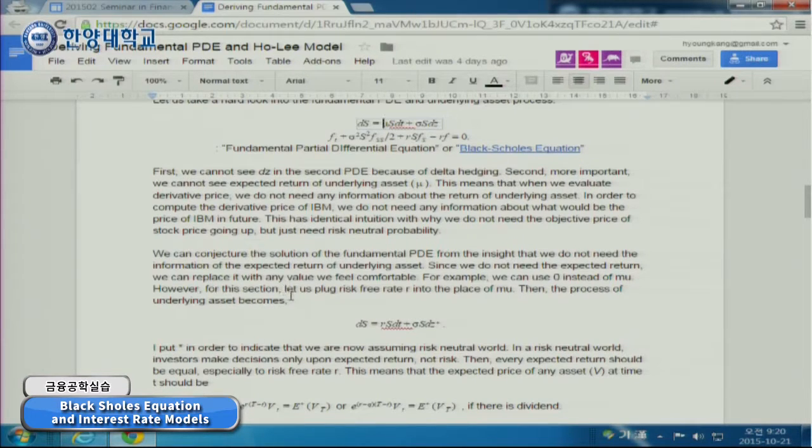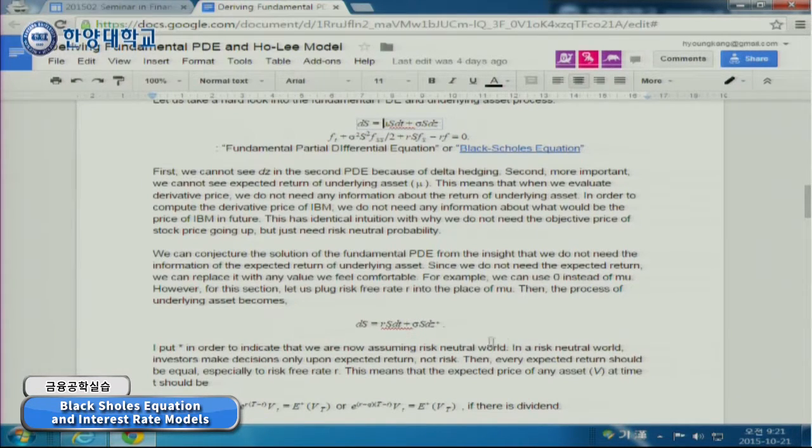However, for this section, let us plug the risk-free rate R in place of mu. Then the process of the underlying becomes this one. Because mu doesn't matter, we can solve this by replacing mu with R. I put a star in order to indicate that we are now assuming risk neutrality. It is a risk neutral world because as soon as we plug R instead of mu, it means that we are assuming every asset return is the same as R.